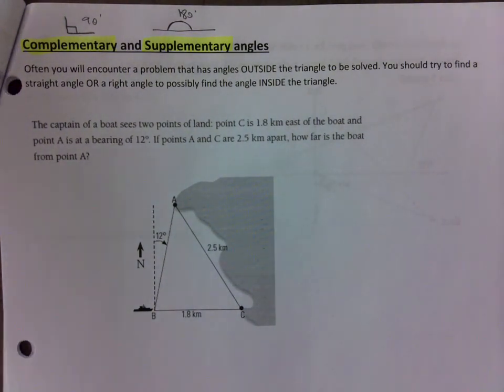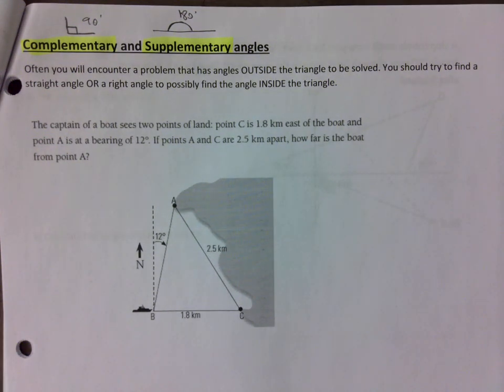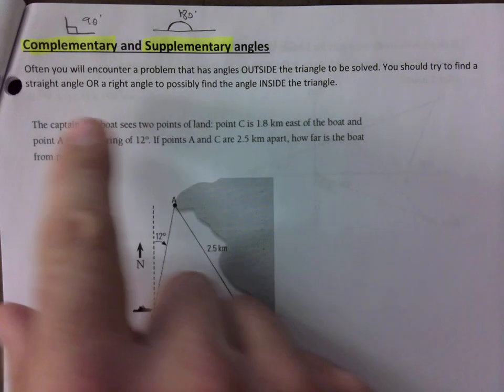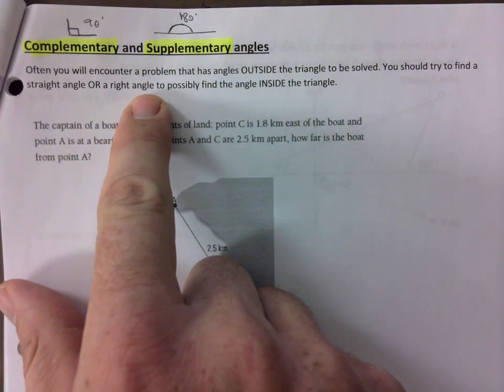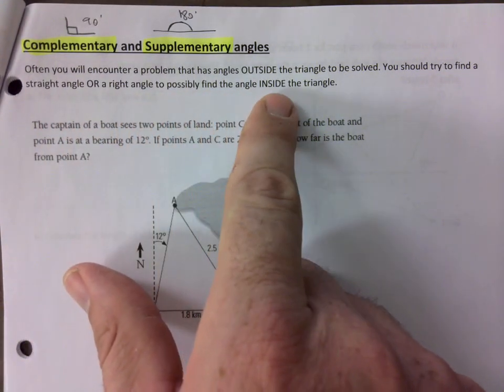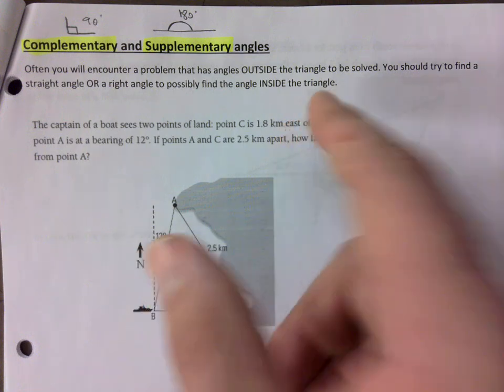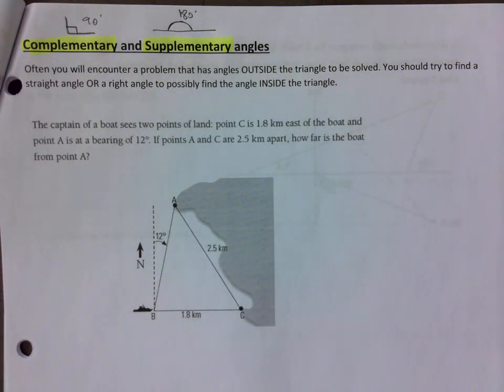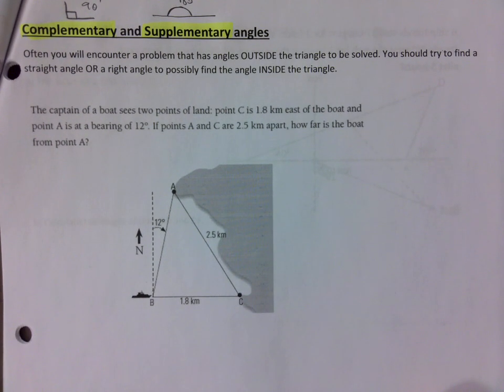Often you will encounter a problem that has angles outside the triangle to be solved. You should try to find a straight angle or a right angle to possibly find the angle inside the triangle. So you're going to bring stuff from the outside, and use that to bring angles inside of the triangle. Okay. So here's the first one. The beauty is I still keep going sine law, cosine law every single time. I just kind of introduce new concepts here and there.